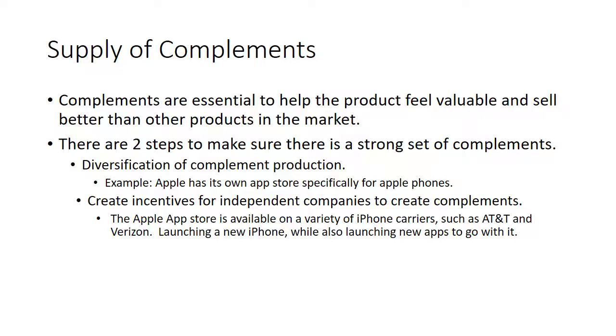So the second step is to create incentives for independent companies to create complements. The other example with the Apple app is that the iPhone has contracts with carriers such as AT&T and Verizon. When a new iPhone is produced, those carriers not only sell the iPhone, they sell the complements that go with that iPhone as well.